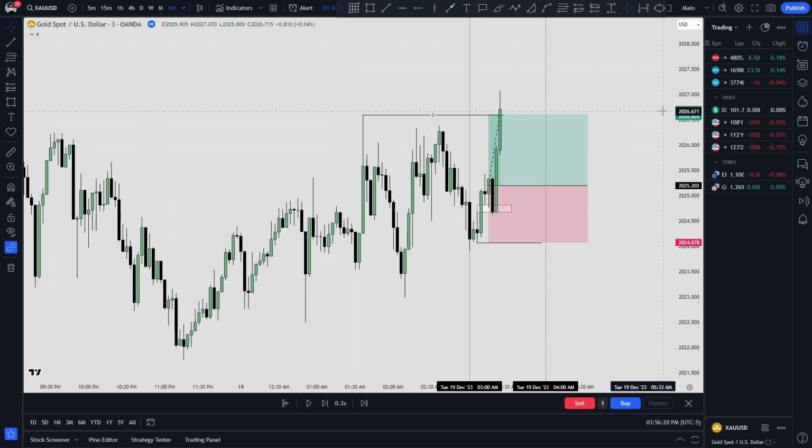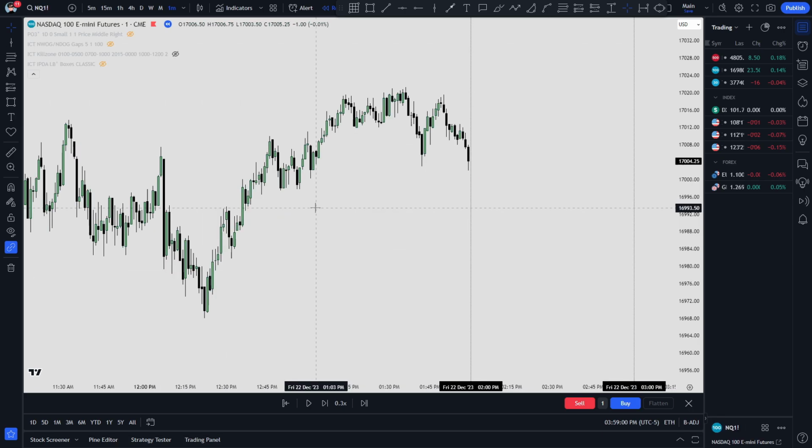Our 1-to-1 trade has been hit. Now it's time to close off the computer and walk away. Coming into the market here on the NASDAQ on the 1-minute chart during the PM session or the London close silver bullet from 2 p.m. to 3 p.m. Eastern Standard Time.